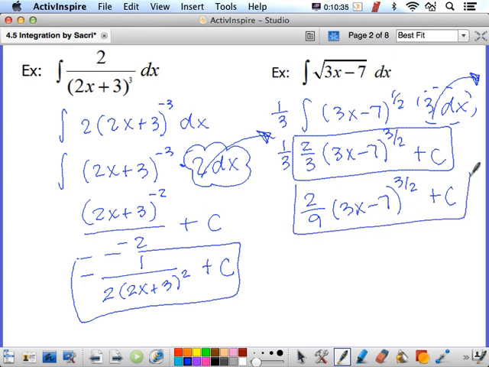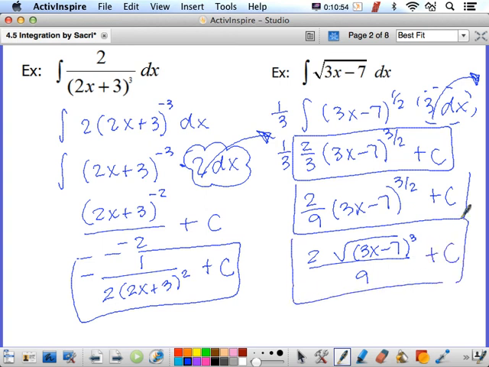Sweet. Okay, and if you wanted to, you could put that back in radical form, but at this point, we all know how to do that, right? Yeah, I wrote mine as the square root of 3x minus 7 cubed over 9. But I don't require you to do that. Oh, that is pretty though. Yeah, so if you want to go back to radical form, just as long as you can recognize back and forth, it's no big deal.